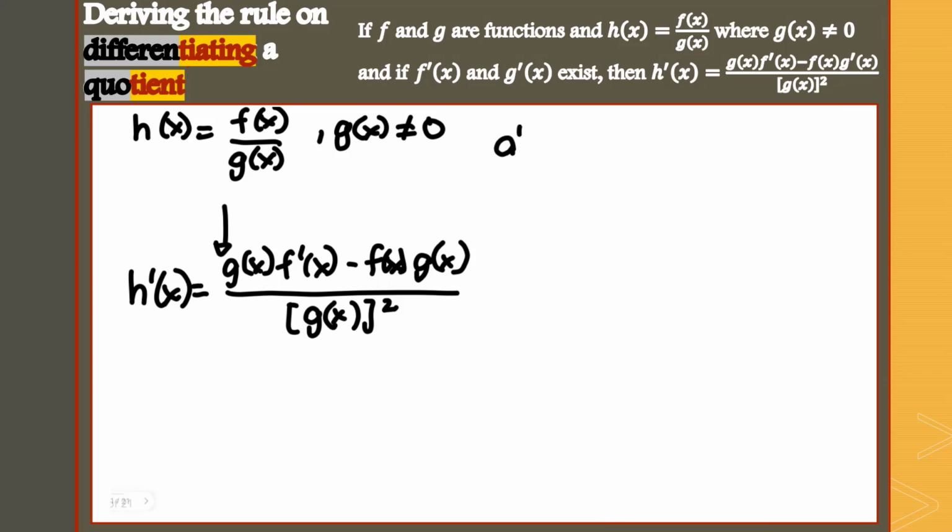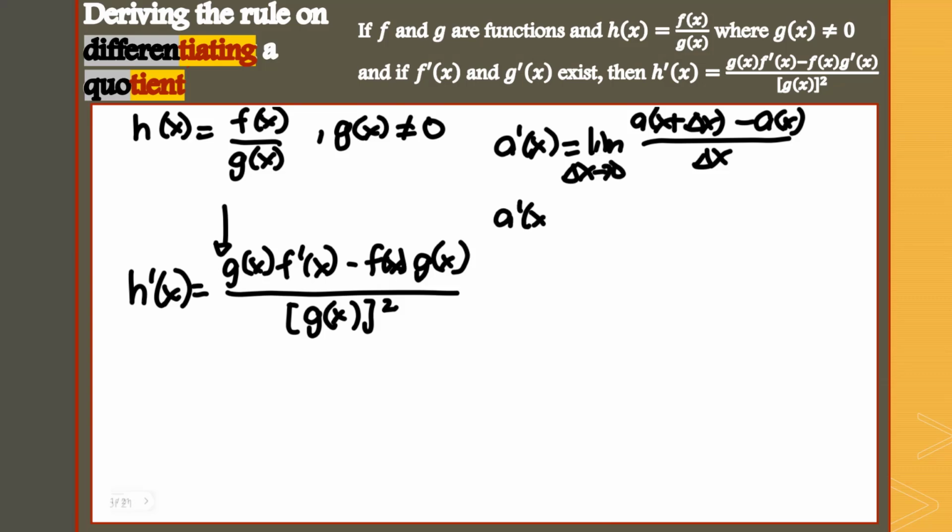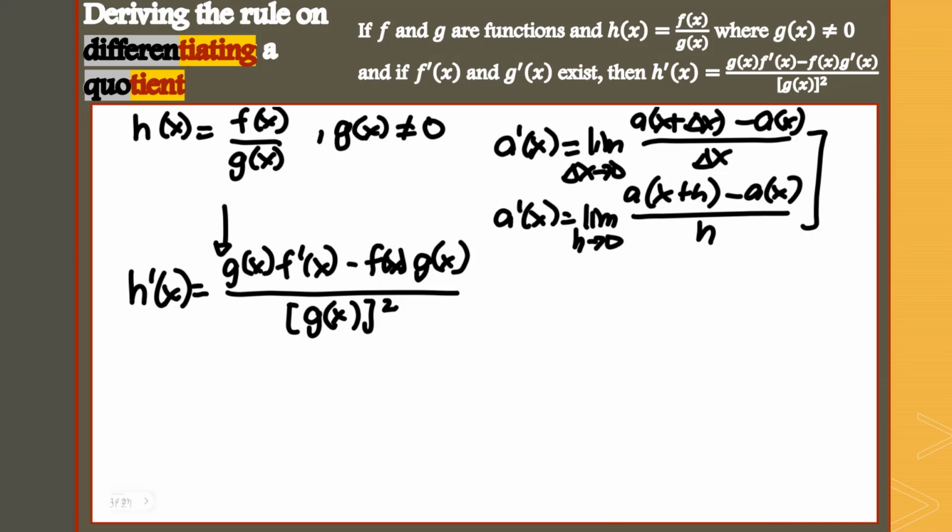Let's say a of x, its derivative is the limit of this notation, a of x plus delta x minus a of x all over delta x as delta x approaches 0. Or other references use h instead of delta x. We have here the limit of a of x plus h minus a of x over h as h approaches 0. These are just equal to each other, and take note the h here is not the function h already given.